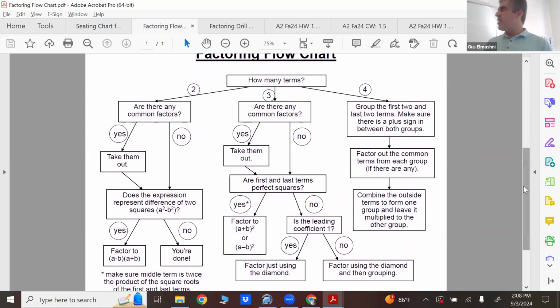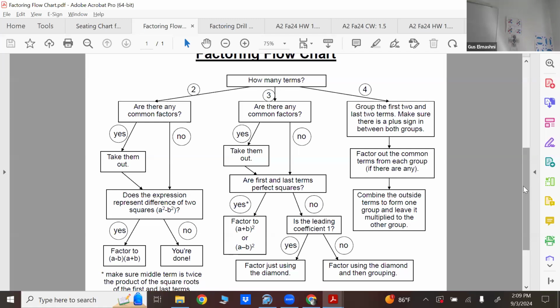This is a nice flow chart because you start at the top with the question: how many terms do you have? 2 terms, go down to the left. 3 terms, go down the middle. 4 terms, go down to the right. If you have 3 terms, you usually want to look for common factors and pull them out. After you do that, see if the first and last terms are perfect squares. If they are, it's a special kind of factoring called a perfect square trinomial. We'll cross that bridge when we get there. If not, check if the lead coefficient is 1. If it's not, then you can just do the diamond.